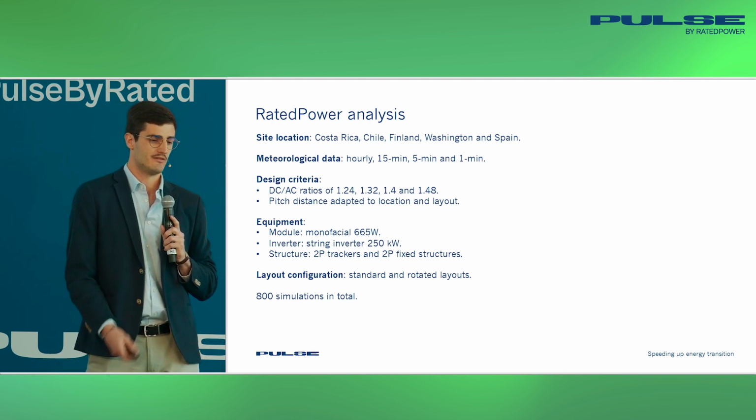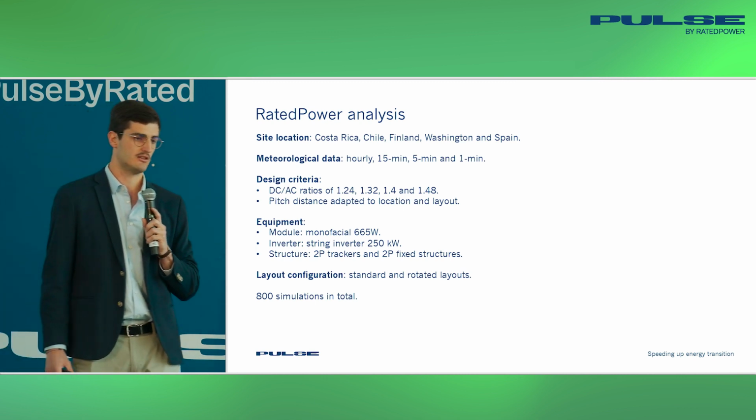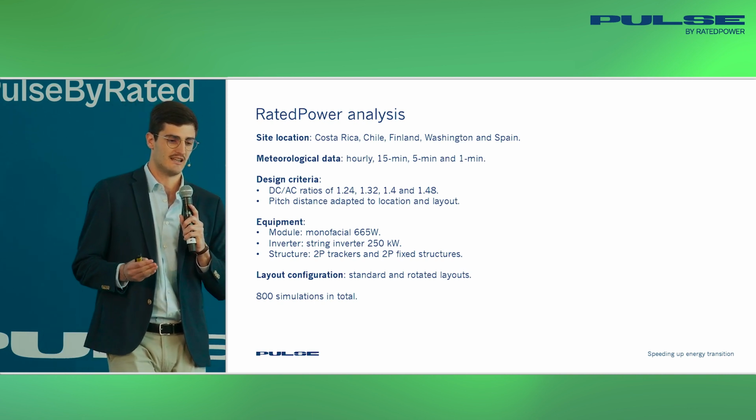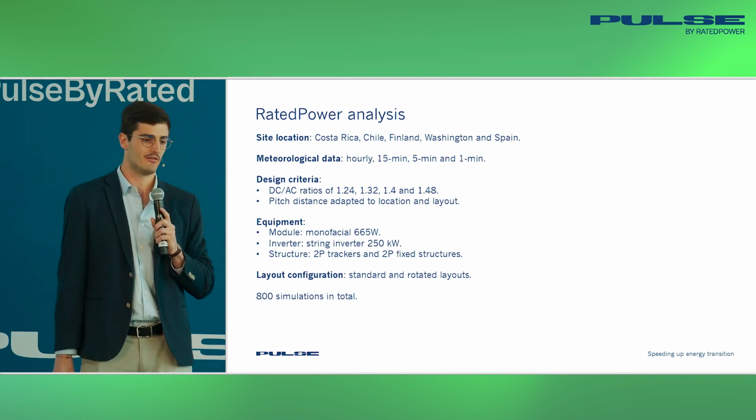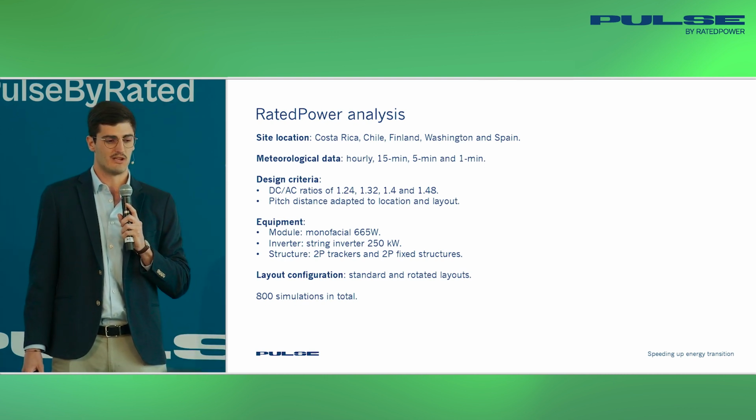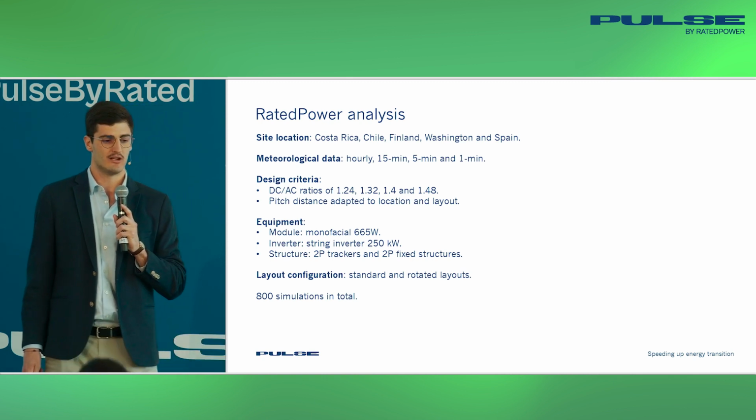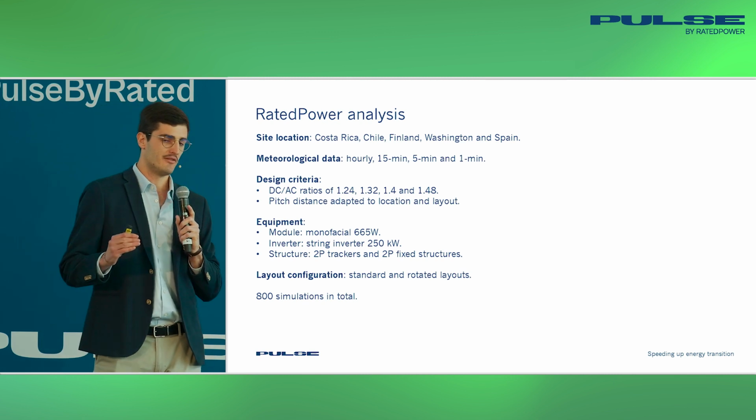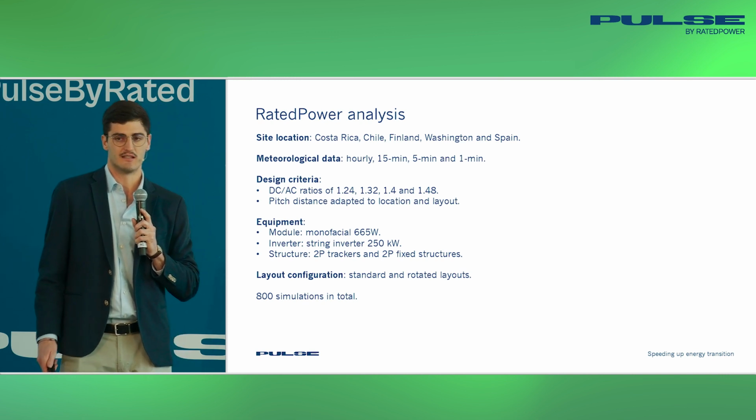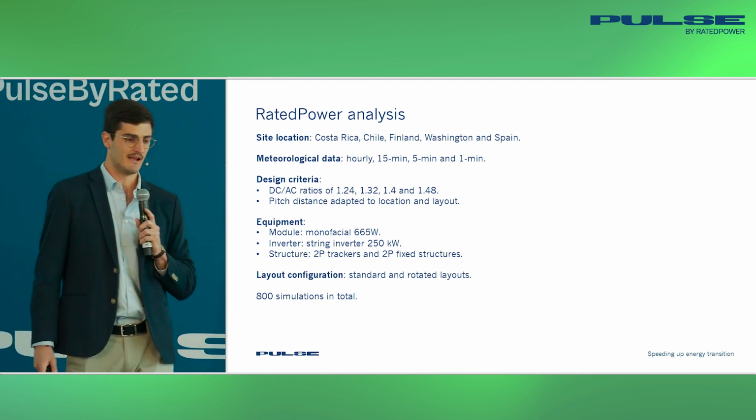And we evaluated 5 different locations, Costa Rica, Chile, Finland, Washington, and Spain. Those sites were selected due to the differences in the meteorological data they offer, let's say, the climates of these locations. Then we evaluated hourly, 15-minute, 5-minute, and 1-minute meteorological data. We decided to evaluate 4 different DC/AC ratios, to evaluate also how this affects the inverter clipping losses. For the pitch distance, we adapted it to the location and to the layout, because the idea was not to optimize this value or to evaluate this value.